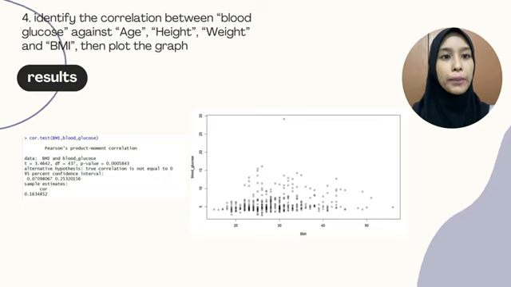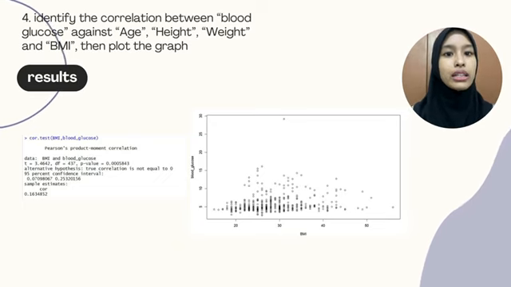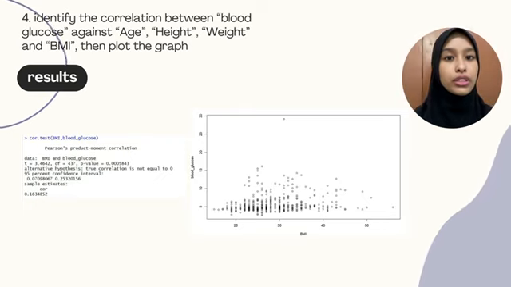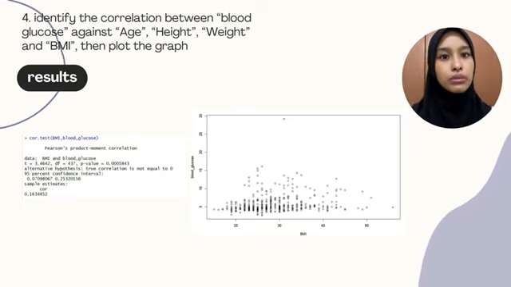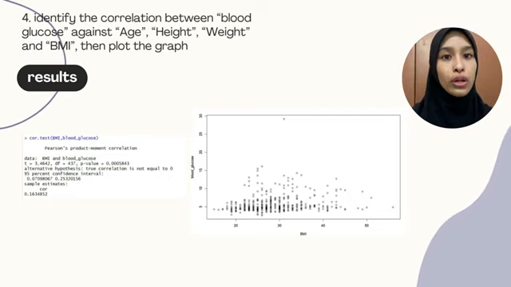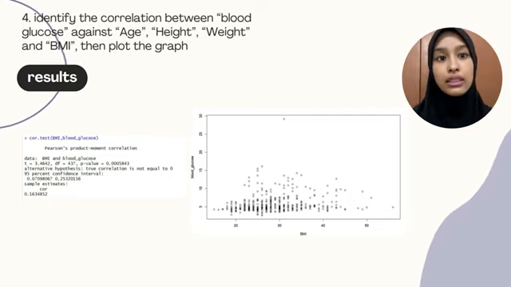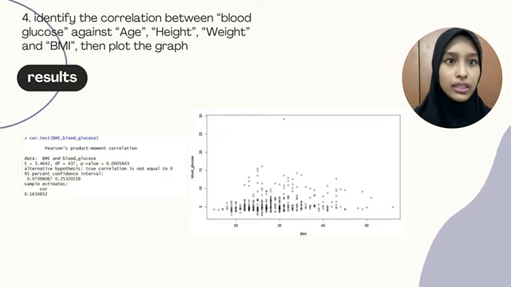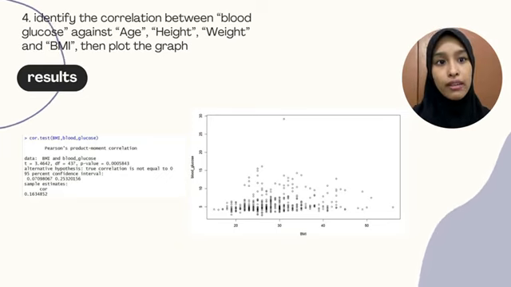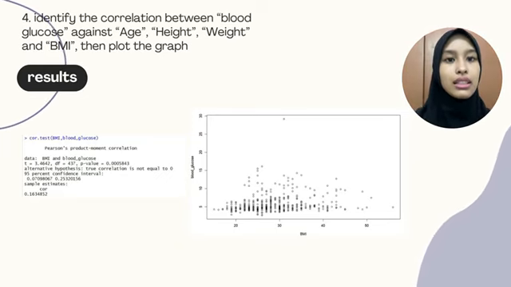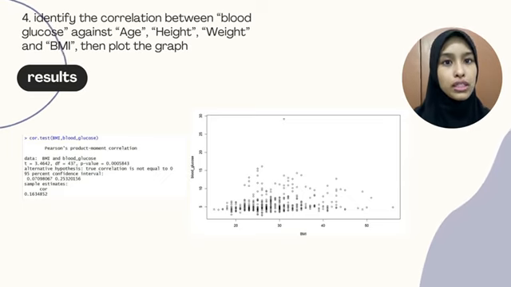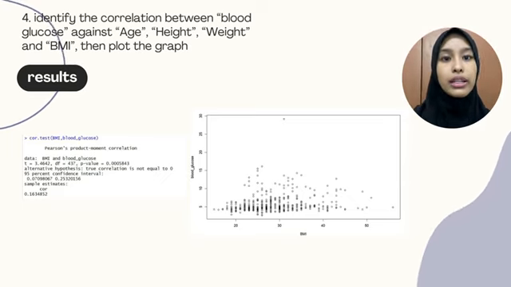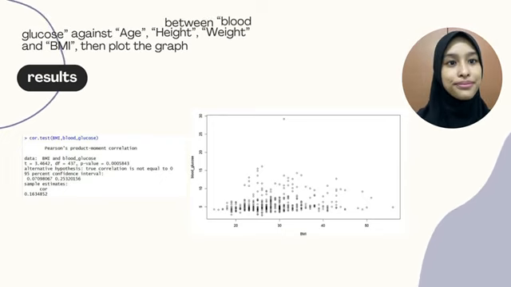And lastly, for BMI against blood glucose, the correlation is positive and weak because R equals 0.1635. The p-value is less than 0.001, meaning statistically significant, and the confidence interval is also above 0, confirming that it is a real trend. Hence the conclusion we can get from this plotting is there is a statistically significant weak and positive correlation between BMI and blood glucose. Higher BMI tends to associate with slightly higher levels of blood glucose.